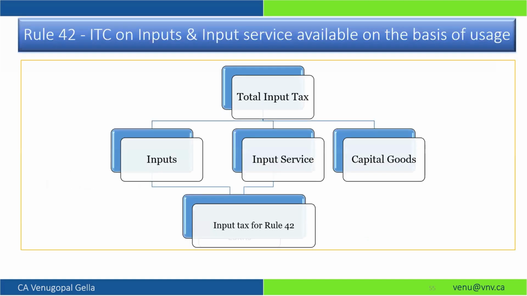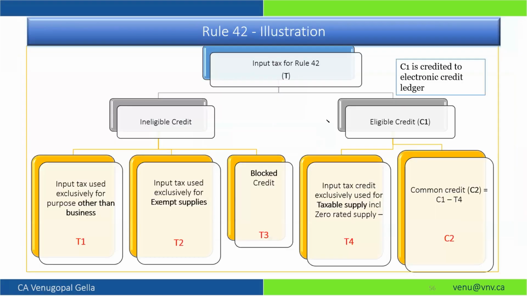So as what sir said, the total input tax credit is input, input service and capital goods. And as we discussed, input and input service is dealt by Rule 42. Now, as per Rule 42, you have to divide your ITC. How will you do it? First thing is you should exclude the ineligible ITC from the total ITC. What are ineligible? Which is not in relation to your business, which is in relation to exempt supply, or which is of the nature of block credit. Once all that is excluded, you will get the eligible ITC.